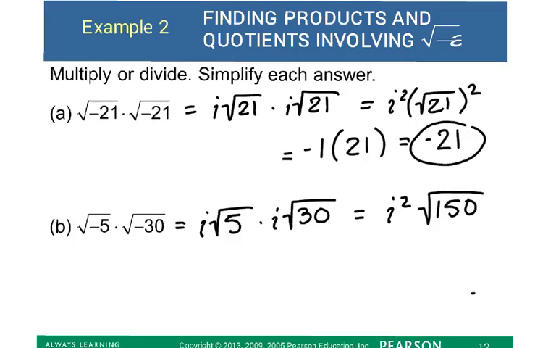Now, I'm going to go ahead and say, well, i squared is -1. And we're going to multiply that to what's left over, the square root of 150. But let's break down 150 into two factors, of which one factor we can take the square root of. The one thing that I can think of is 25 and 6, the two factors that I think of.